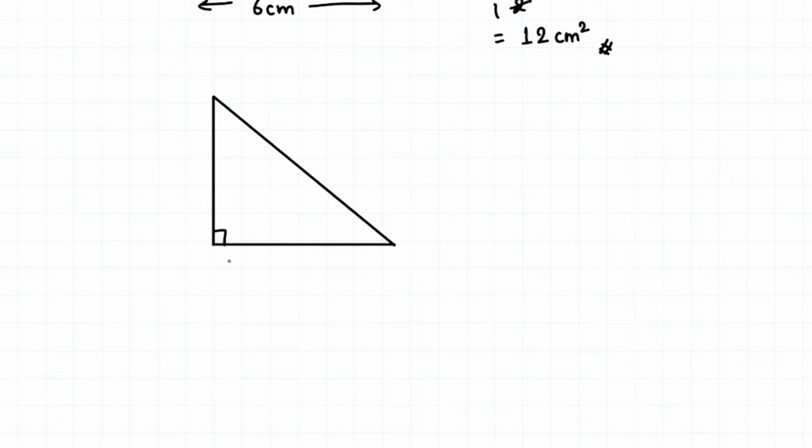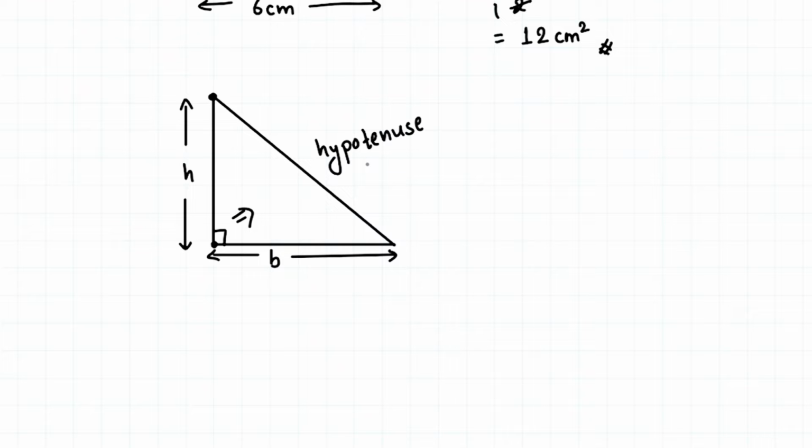In this case, our base is this side. Then our height is going to be this side right here, so from the top of the triangle, 90 degrees to the base, so it's going to be this side. Now the problem here is in a right angle triangle, the side opposite to this 90 degrees is also called hypotenuse. And we usually represent this hypotenuse by h.